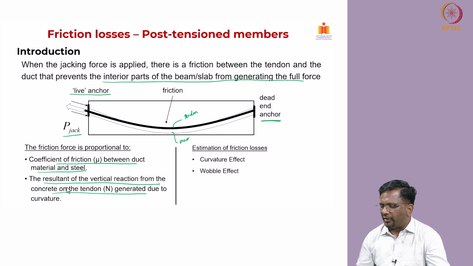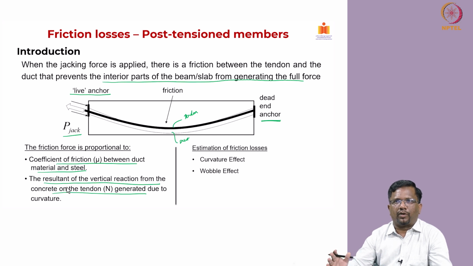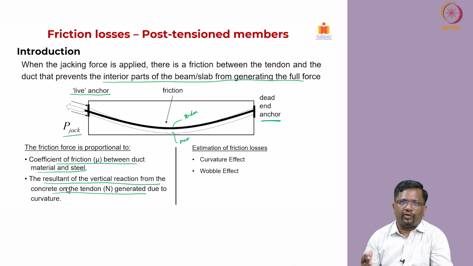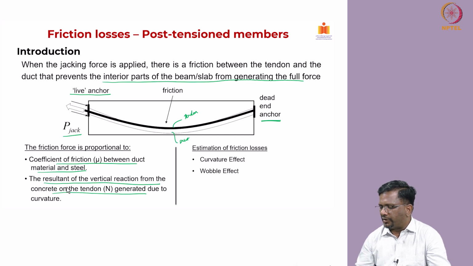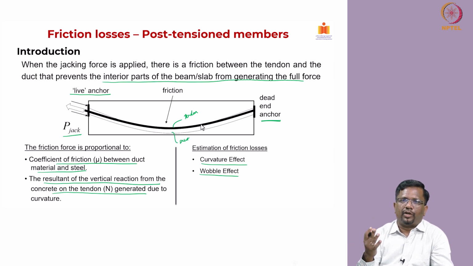Now in friction losses there are two components, but the essence is this: because of this friction, the force that is available along the length of the tendon will keep changing, okay, and we have to account for that. There will be loss happening because of the friction that is being developed. We need to account for two effects. One is the curvature effect, because the cable itself is curving, right. So the cable has some profile, so it has some curvature. Because of that curvature, you are going to have some friction losses.